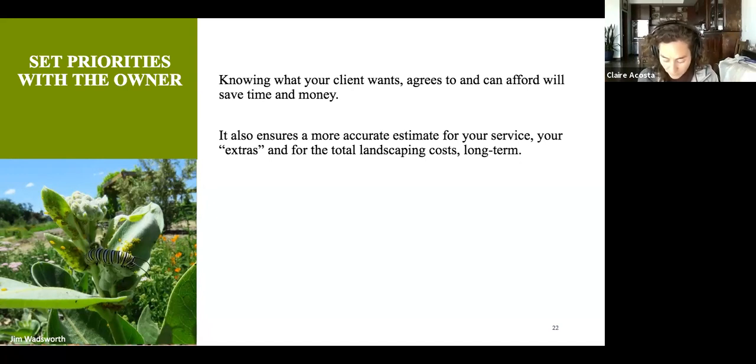Because what was I going to say about that? Yeah, it's just going to make a more accurate estimate, right? Because you're going to be like, oh, this is the service they want. They don't want any of these things. So here's what I can offer. I don't know what else I have to add to that. Sorry, guys, I'm just having a brain fart.